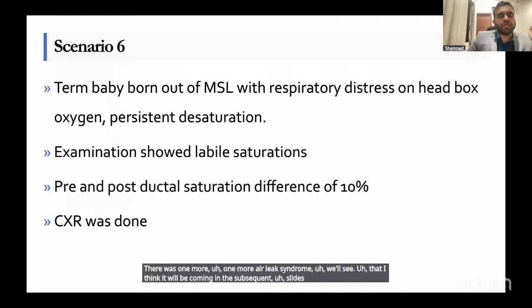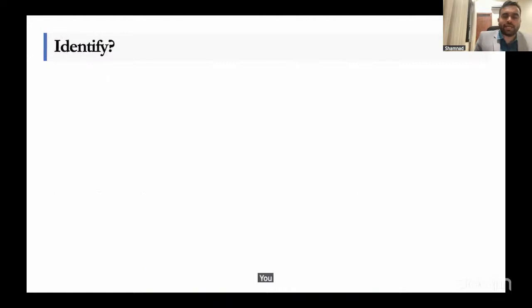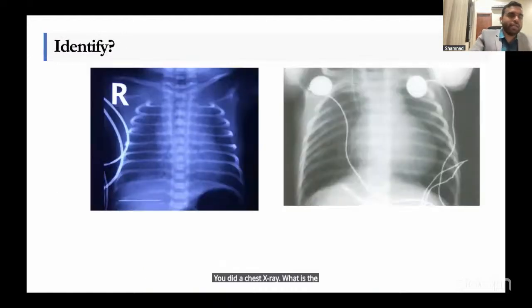So we have a term baby born out of meconium-stained liquor with distress, on head box oxygen. We are having persistent desaturation. Examination showed labile saturations with a pre-post ductal saturation difference of 10%. You did a chest X-ray. What is the finding? Can anyone put it in the chat box?